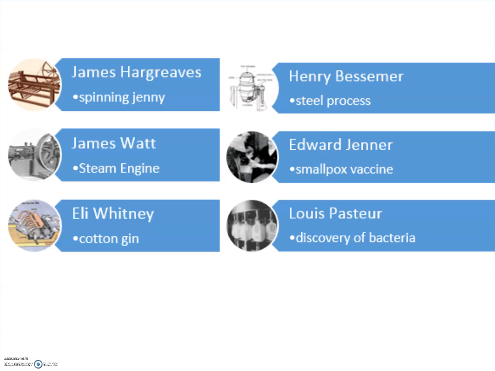So these are a few of the people that we need to cover for the Industrial Revolution. You have several key inventions that are going to pop up here. The first is James Hargreaves. He creates the spinning jenny.